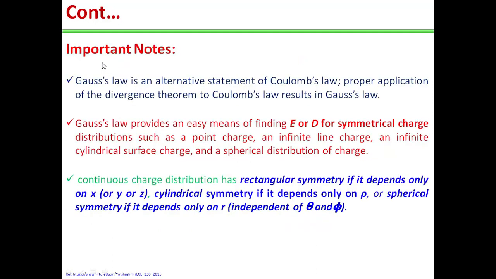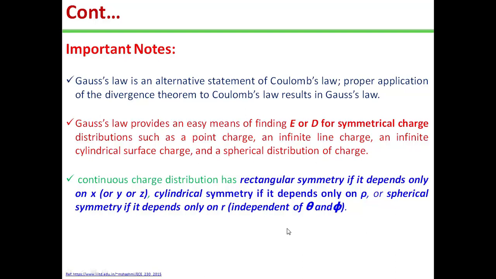Here is some important notes. Gauss law is an alternative statement of Coulomb's law. Proper application of the divergence theorem to Coulomb's law results in Gauss law. Gauss law provides an easy means of finding electric field and electric flux for a symmetrical charge distribution such as a point charge, an infinite line charge, an infinite cylindrical surface charge, and a spherical distribution of charge.